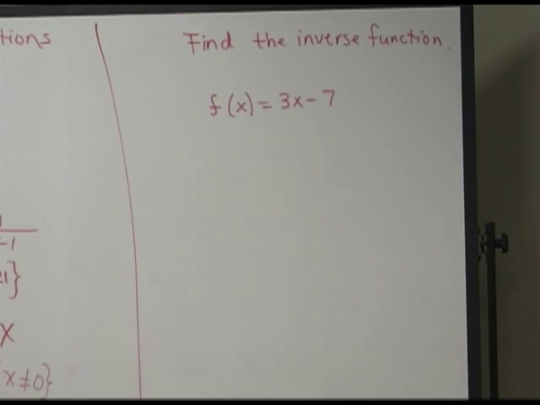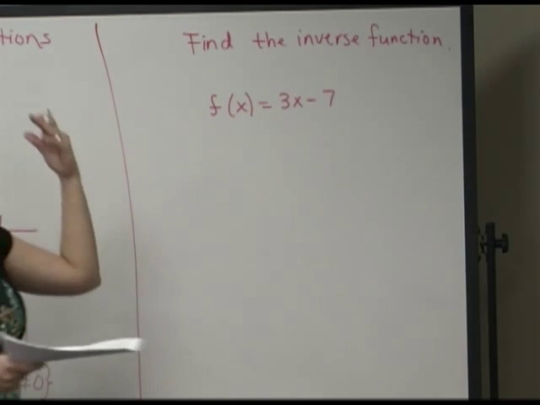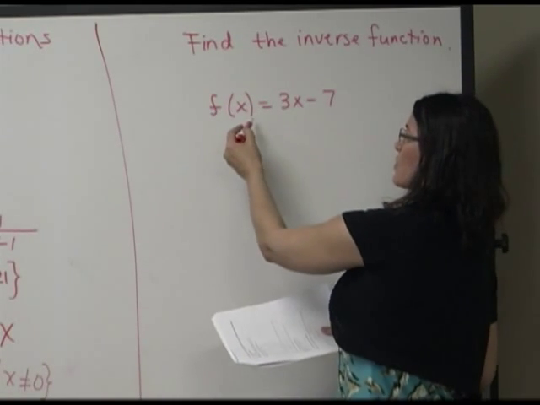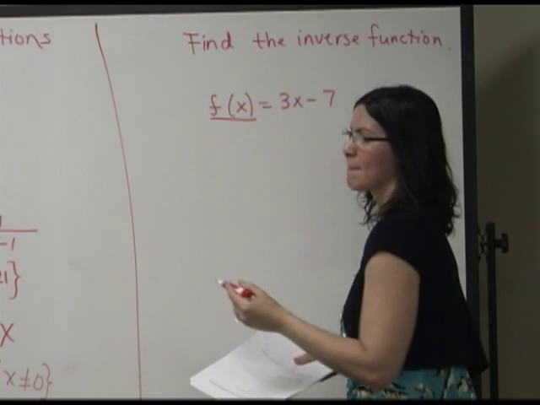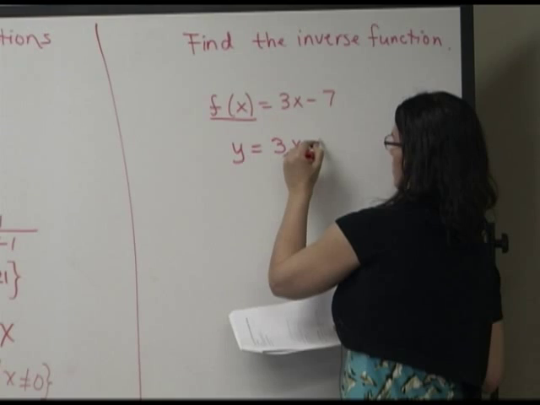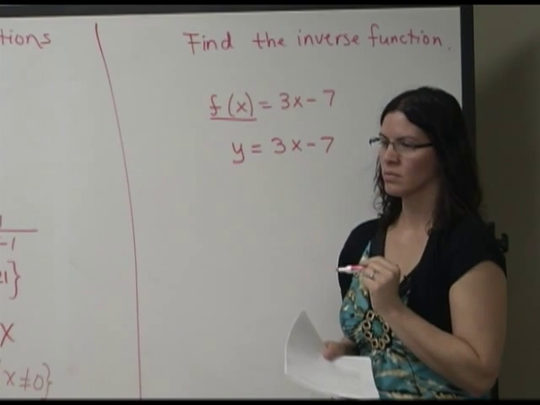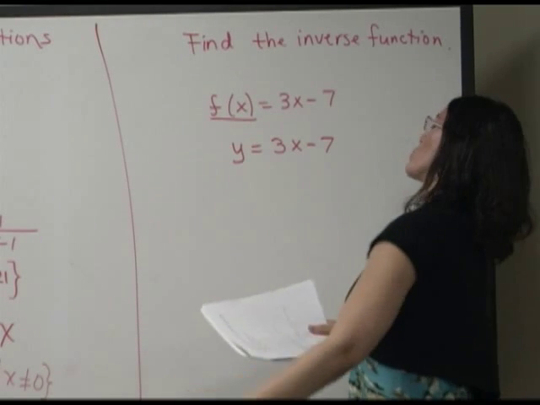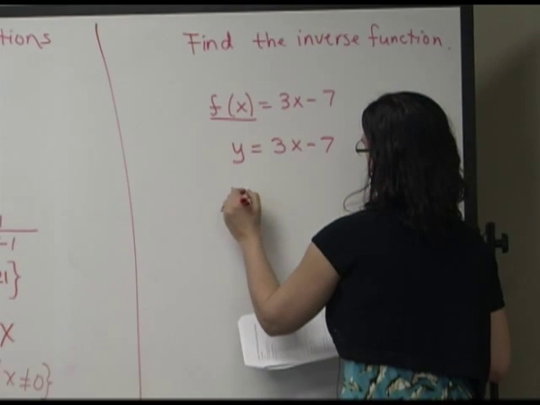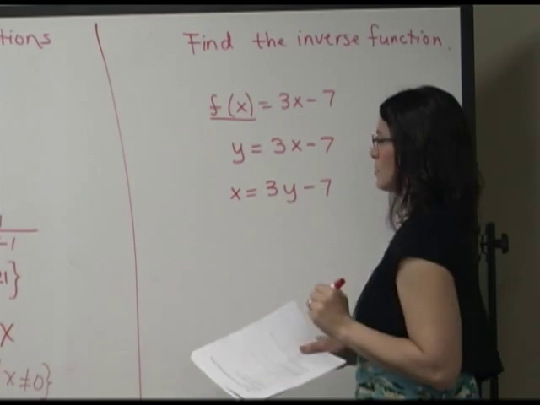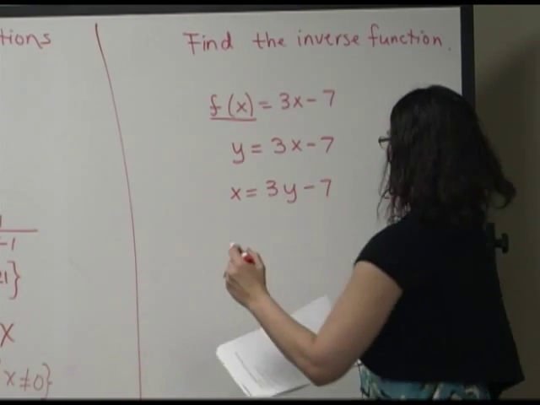And if you follow these steps, it's a process. If you follow the steps, you always get it right. So the first thing you do is you change that for what? Y. For y. Then what do you do? Oh, you gotta switch the x and the y. Switch the variables, right? And then you solve for y.